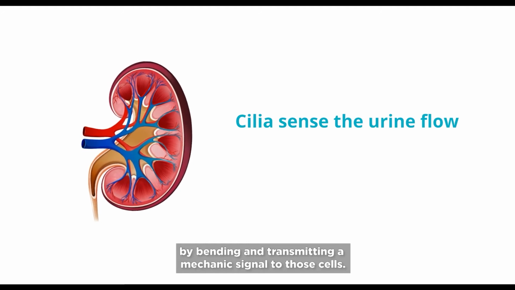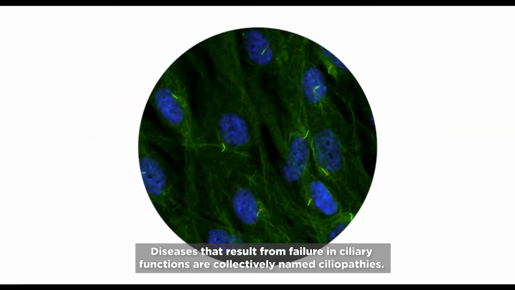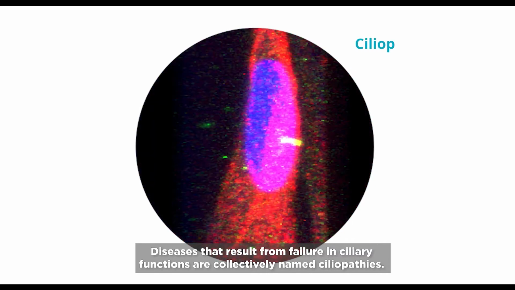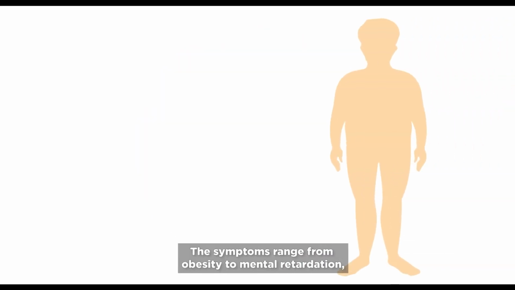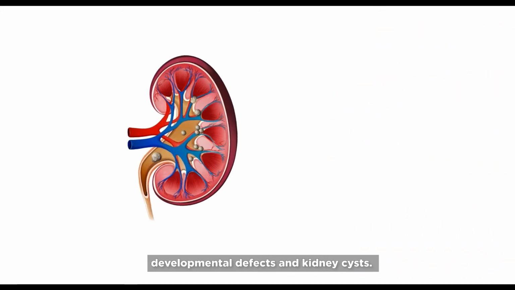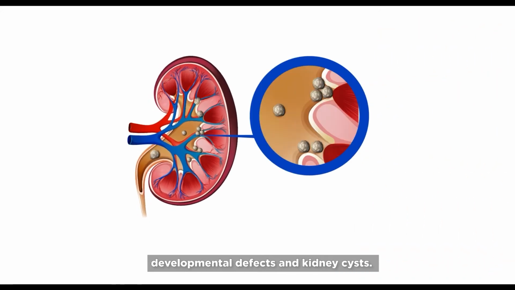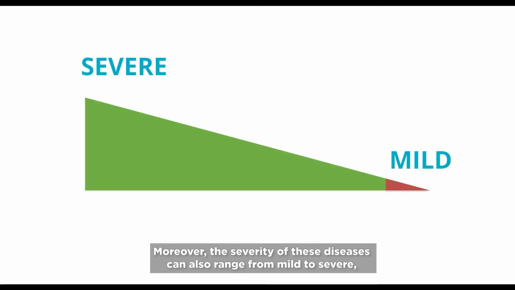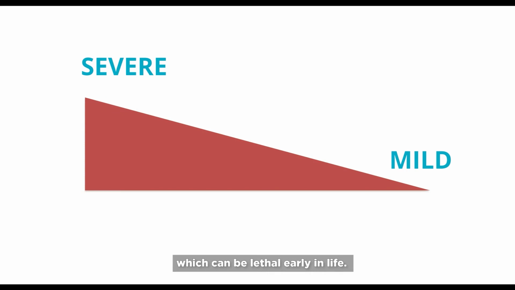to those cells. Diseases that result from failure in ciliary functions are collectively named ciliopathies. The symptoms range from obesity to mental retardation, developmental defects, and kidney cysts. Moreover, the severity of these diseases can also range from mild to severe, which can be lethal early in life.